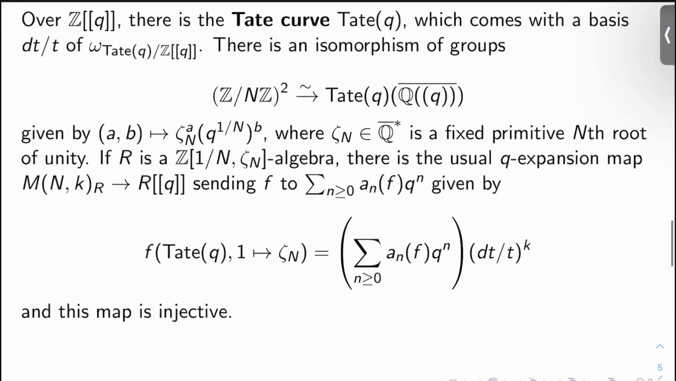Here's the map, actually. You send (a, b) to zeta_n^a times q^(b/n), where zeta_n in Q-bar star is just a fixed primitive nth root of unity. That's it. Now, if R is a Z[1/n, zeta_n]-algebra, so I want to be able to invert n, but I want the roots of unity around, there's the usual q-expansion map from M_k(N; R) to R[[q]], the ring of formal power series over R. It just sends f to this Fourier expansion, the sum over n greater than or equal to 0 of a_n(f) q^n.